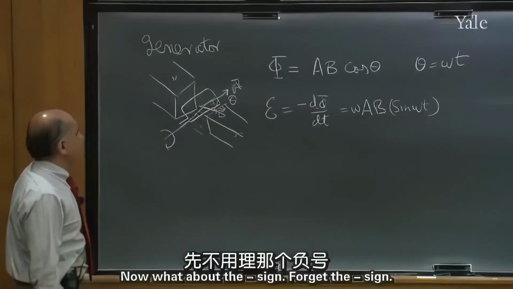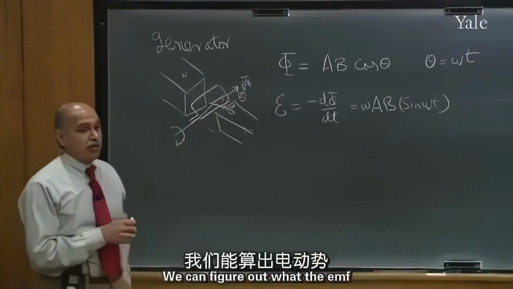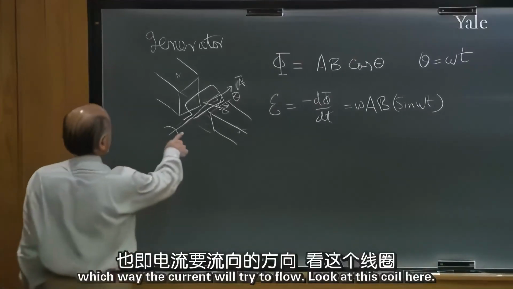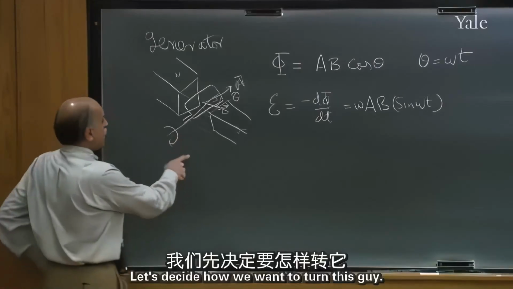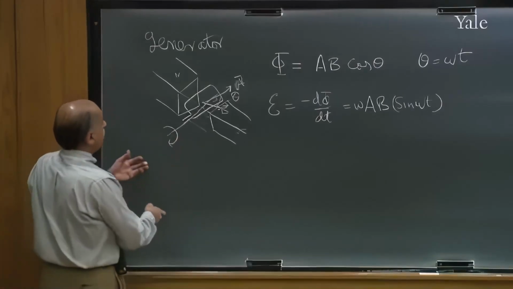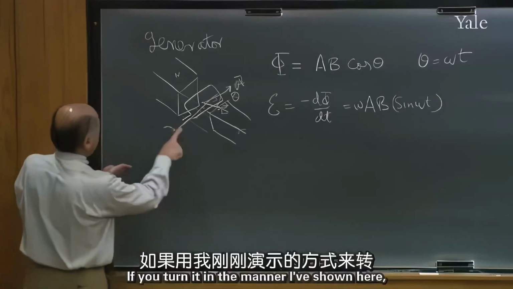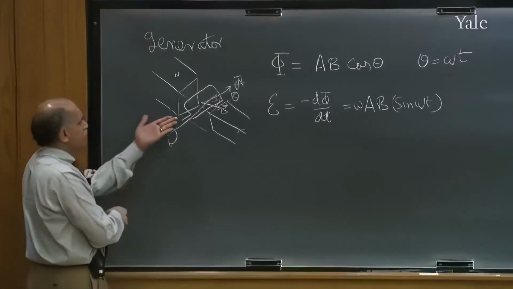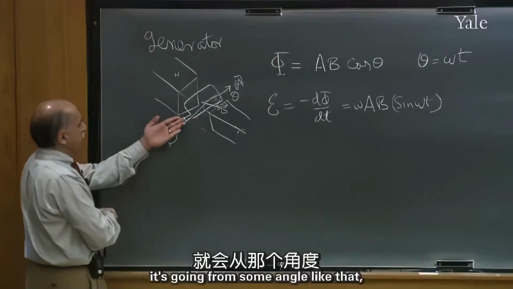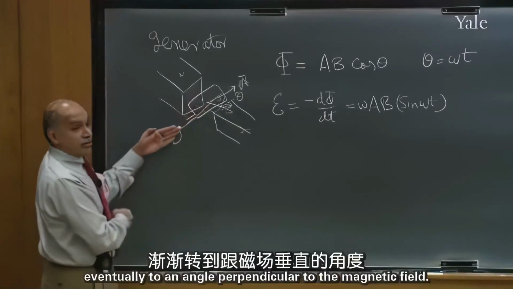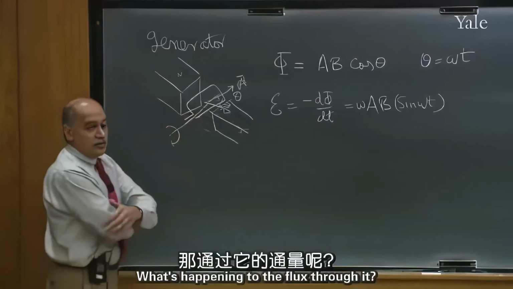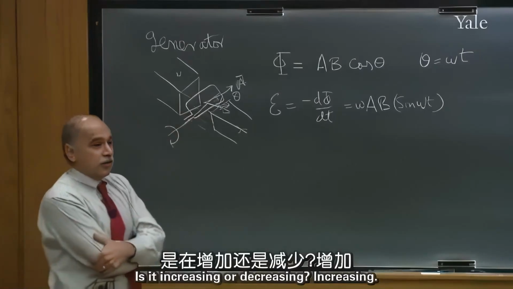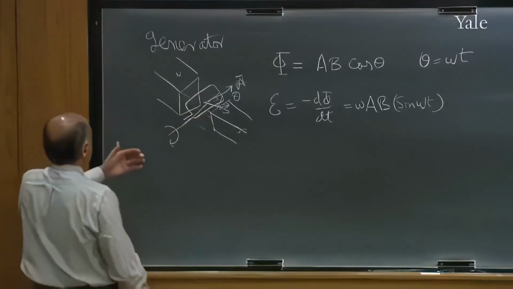Now, what about the minus sign? Forget the minus sign. We can figure out which way the current will try to flow. Look at this coil here. Let's decide how we want to turn this. If you turn it in the manner I've shown here, it's going from some angle like that, eventually to an angle perpendicular to the magnetic field. What's happening to the flux through it? Is it increasing or decreasing? Increasing. Increasing in this direction.